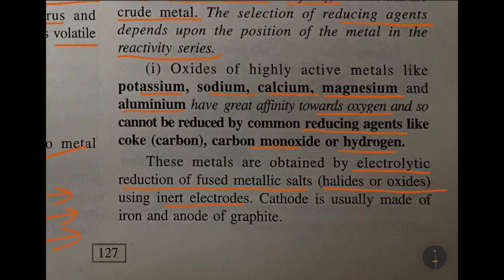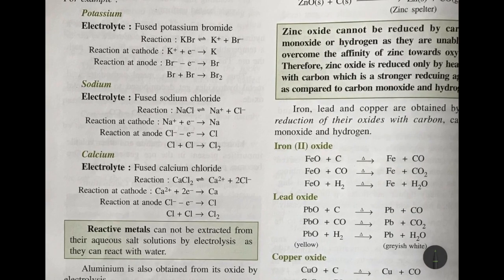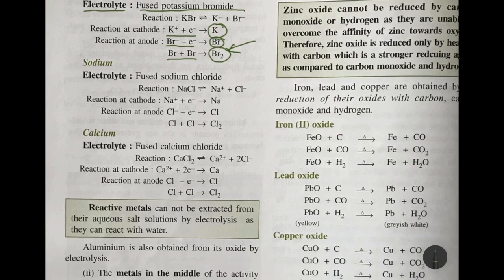So cathode, remember we did that in the electrolysis chapter. The cathode is made of iron and the anode of graphite. I've already explained this in the electrolysis chapter, but a quick recap. The electrolyte used is fused potassium bromide when we are extracting potassium. At the cathode, potassium will gain the electron that it had lost and turn into potassium metal, and at the anode, bromide will lose the electron that it had gained and turn into one atom of bromine. Two bromine atoms will come together to form bromine vapors, reddish brown vapors at the anode.